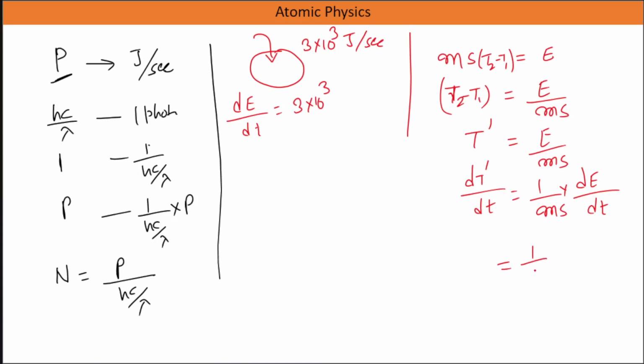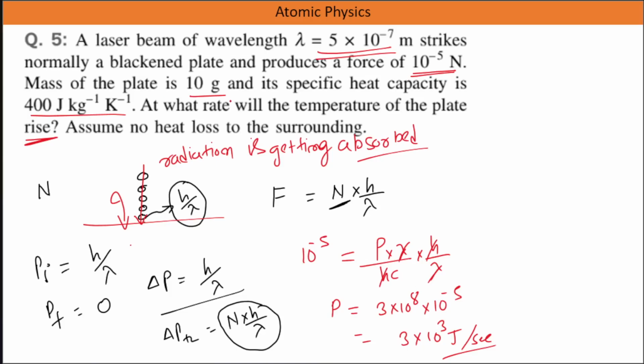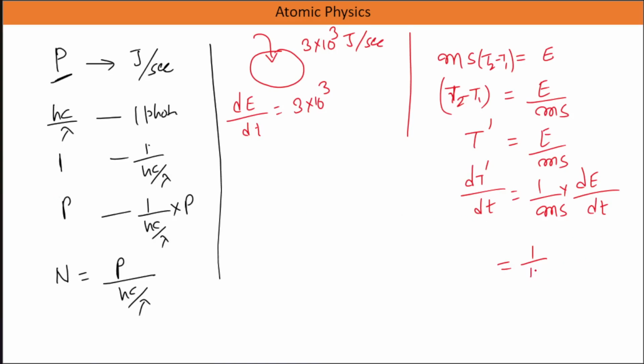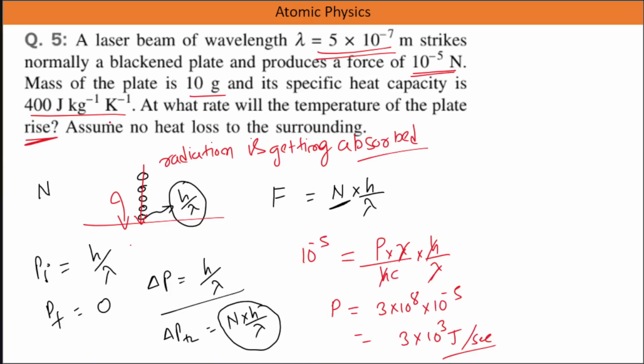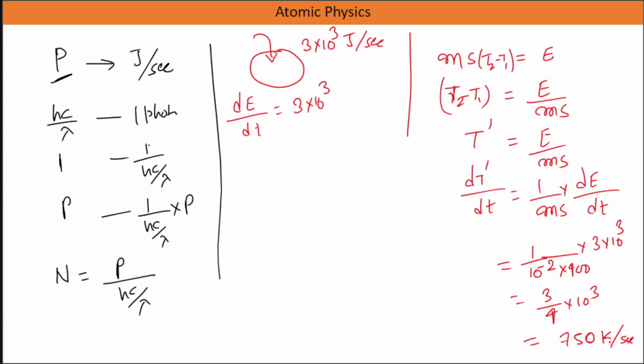So 1 by ms. The value of m given in the question is 10 gram, and s is 400 in SI units. So this is 10 gram, meaning 10 to the power minus 2 kg, into 400 into 3 into 10 to the power 3. So this will become 3 by 4 into 10 to the power 3. That will give you 750 Kelvin per second. So this will be the answer we will be getting. Everything is in Kelvin here, so the answer also we will be getting as 750 Kelvin per second.